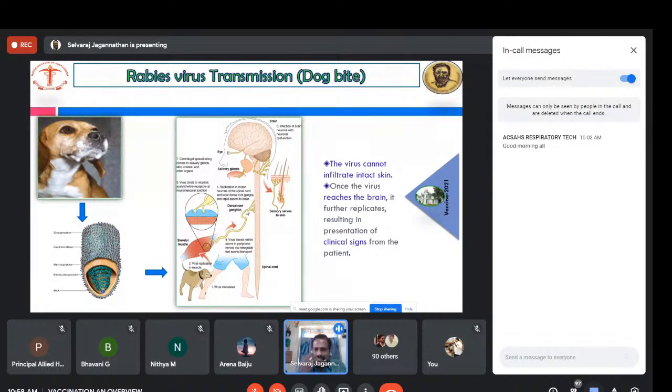And the next is cone and rod cells. You know this well. The cone and rod cells get signals from the brain. If the signal is not proper, the person is not able to see anything, which leads to photophobia. Likewise, hearing is also not good, so he cannot hear anything, which is aerophobia.